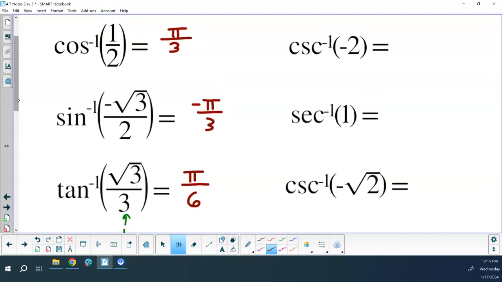Cosecant, or the inverse cosecant, is really like the inverse sine of negative 1/2. Okay. Cosecant is a reciprocal, then I got to reciprocate that, and then all is well.